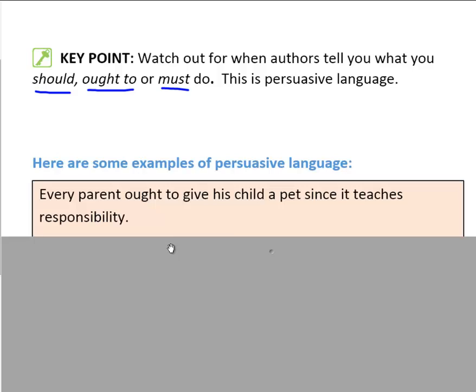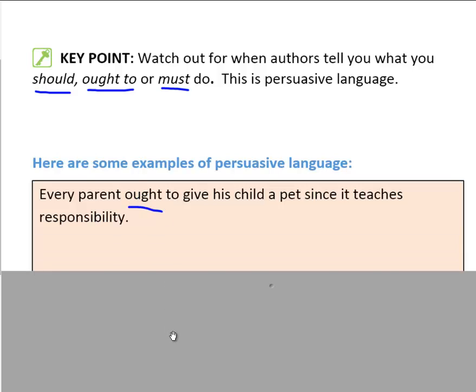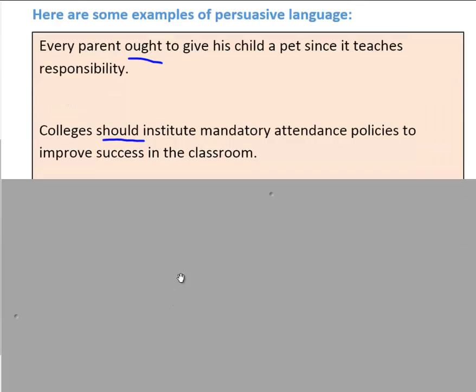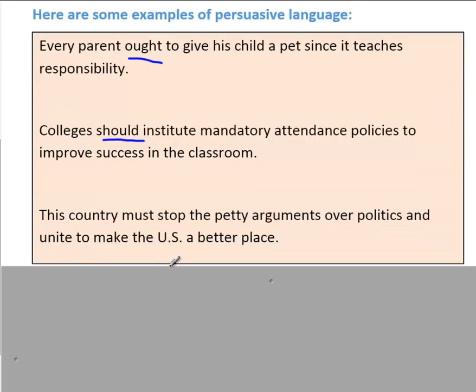Every parent ought to give his child a pet since it teaches responsibility. Colleges should institute mandatory attendance policies to improve success in the classroom. This country must stop the petty arguments over politics and unite to make the U.S. a better place. Should, ought to, and must, remember, those are words that the authors use when they want to try to persuade you, and you need to remember that when you see that persuasive language, you are reading statements of opinion.